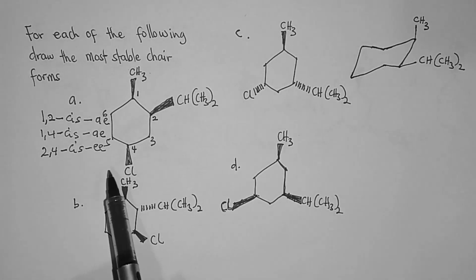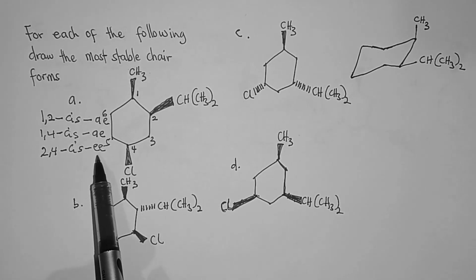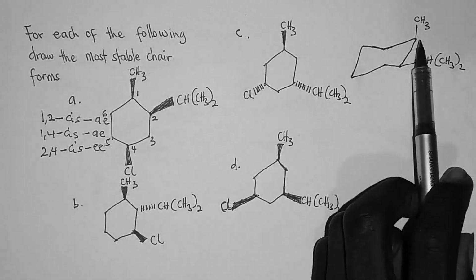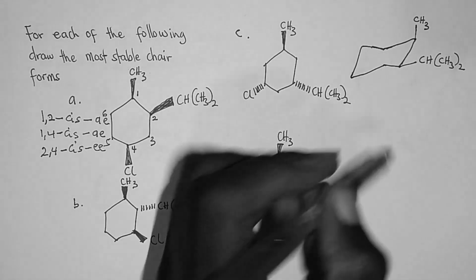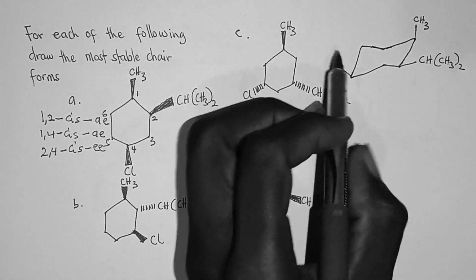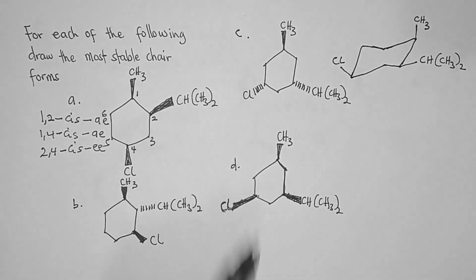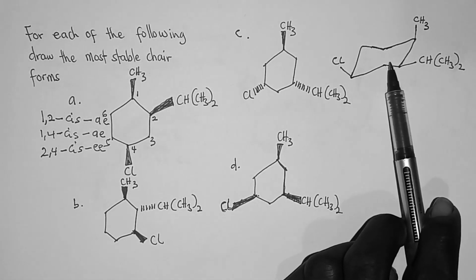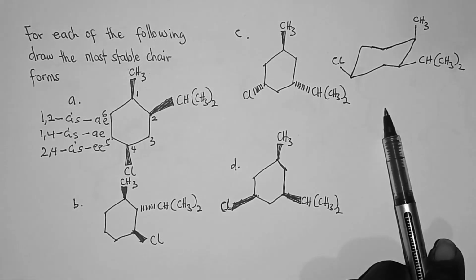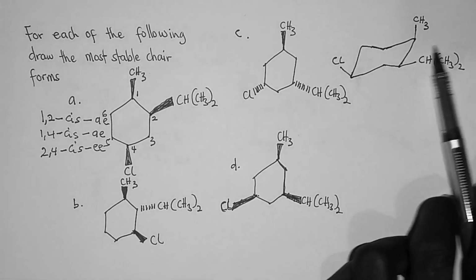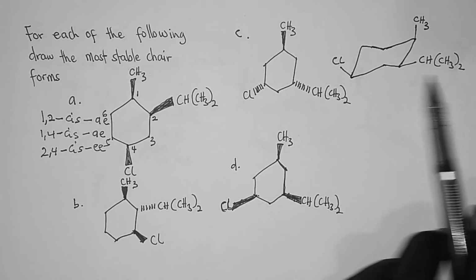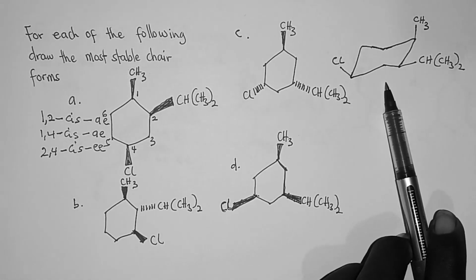And then the carbon number 4 must be in an equatorial position. So this is 1, 2, 3, 4. So this must be in the equatorial position, chlorine. And this is the most stable chair conformer for this configuration. And the reason is because the two most bulky groups are all in the equatorial position.